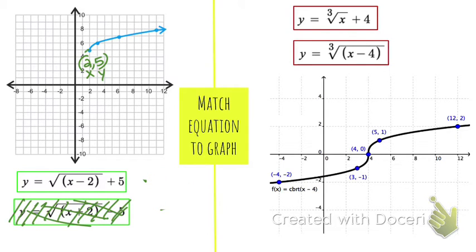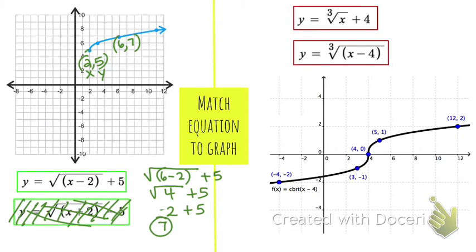Let's try another point, just to make sure. Over 6 up 7. Let's see, when I substitute 6 in for x, does it give me 7? Yes, when I substitute it in and I start simplifying, I get 7 when I substitute 6 in for x. So I know that this is the equation of the graph.